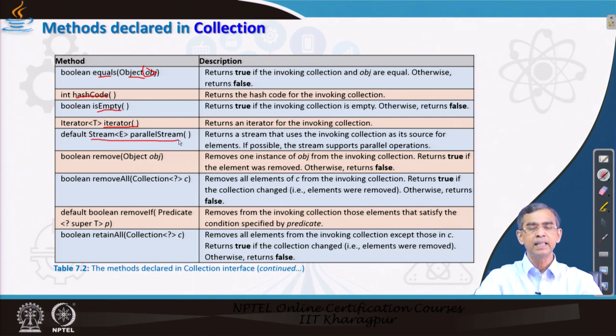Now, stream is basically a method which will return a sequence of objects in the form of a stream. Stream is a concept that is there in Java, and this basically returns a stream. Remove is just like clear, but remove means a particular object you want to remove from the existing collection. Remove all removes whatever elements are present there. Remove if removes only if a certain condition is satisfied, given a predicate. Retain all, collection C, will basically remove all the elements except those elements mentioned in the input.